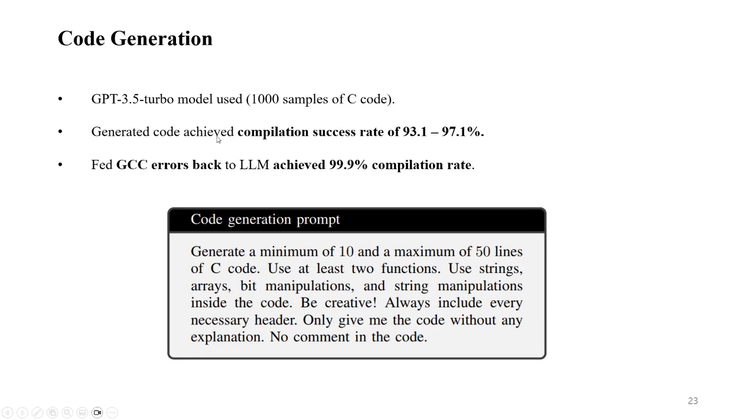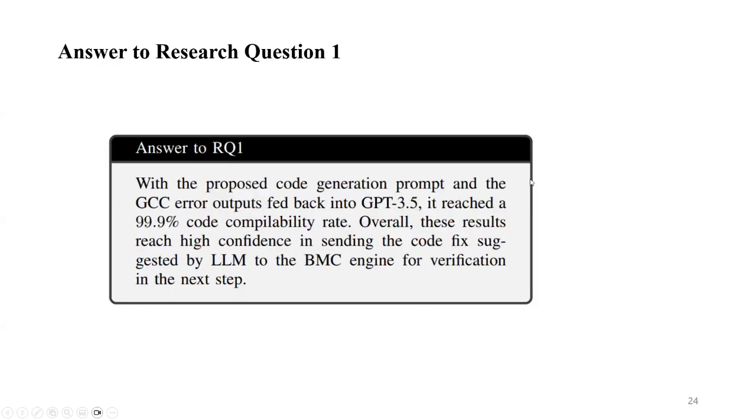In this case, they achieved a compilation success rate of 93.73%. Later on, they use their IDE to compile their generated source code. If the source code has some errors, the GCC compiler error will be fed back to the LLM. Then they achieved a 99.9% compilation rate. So in this case, they got the answer for research question 1. They concluded that, due to the use of GCC error output, just compiler feedback, they achieve a 99.9% code compilability rate.